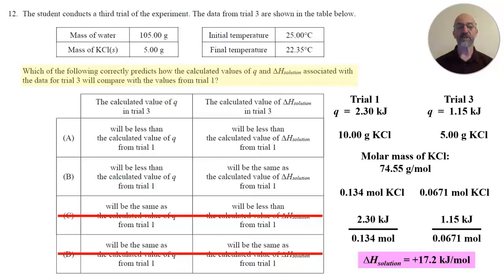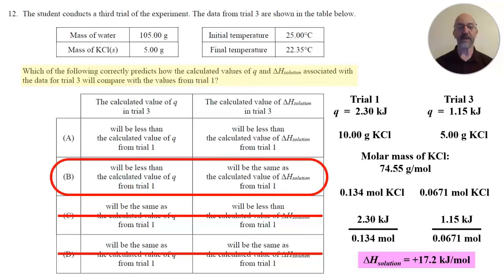So the correct answer to question 12 is choice B. The value of Q will be less in trial 3 than trial 1, but the value of delta H of solution will actually be the same in trial 3 as it is in trial 1. I wrote this question just to remind you that we have more coming in our next episode of AP Chemistry Review and Practice. For topic 6.6, enthalpy of reaction, we will have more to say about Q and delta H.